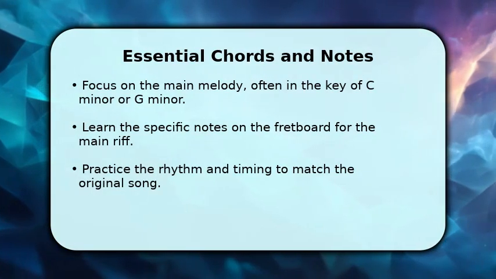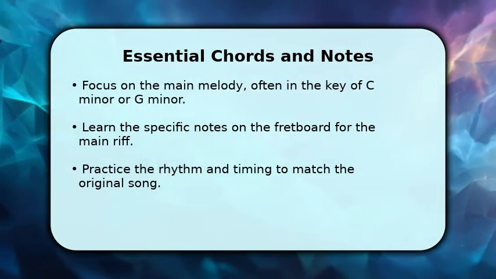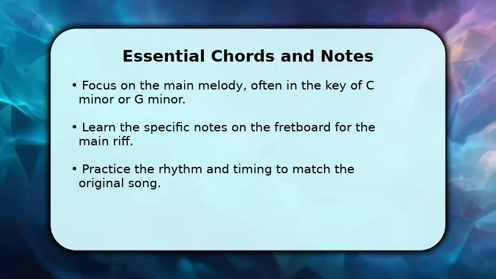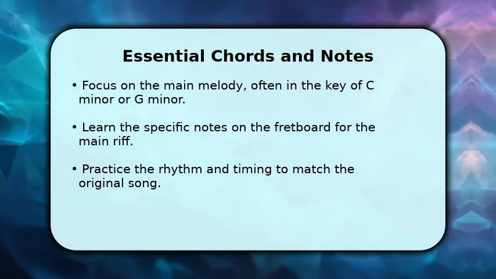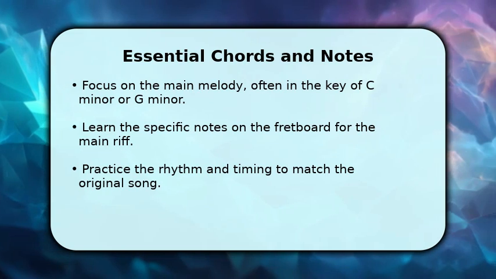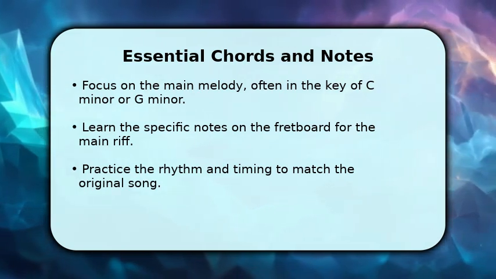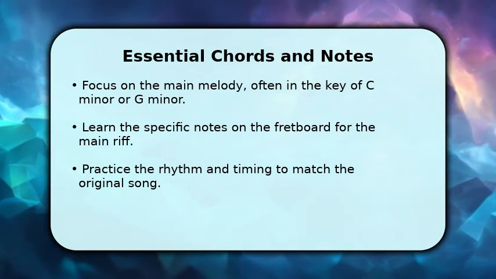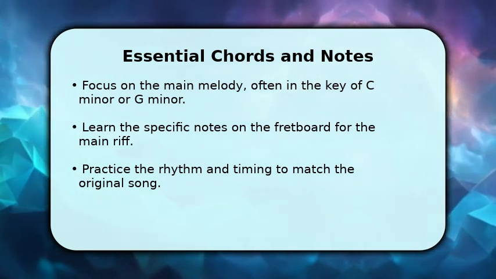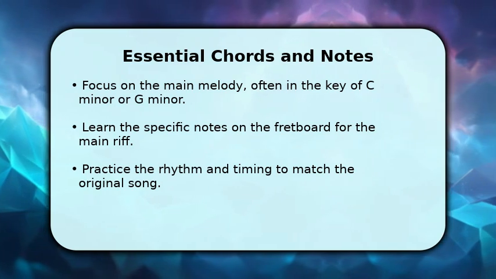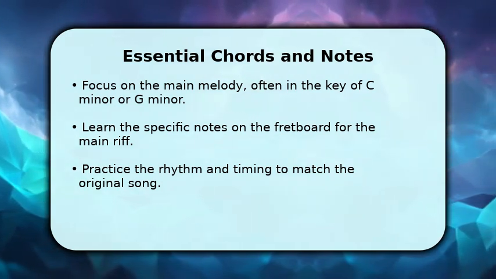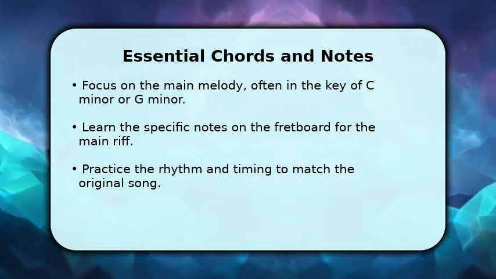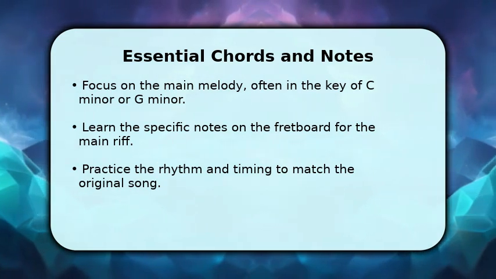Now, let's dive into the essential chords and notes. The Among Us theme often uses a simple melodic structure, frequently found in keys like C minor or G minor. You'll need to learn the specific notes on your fretboard for the main riff, which typically involves playing on the G, B, and high E strings. Pay close attention to the rhythm and timing. Practicing with a metronome at around 120 beats per minute will help you match the original song's feel.